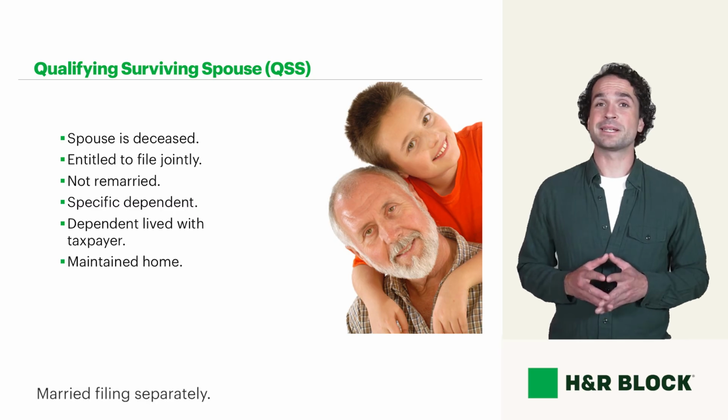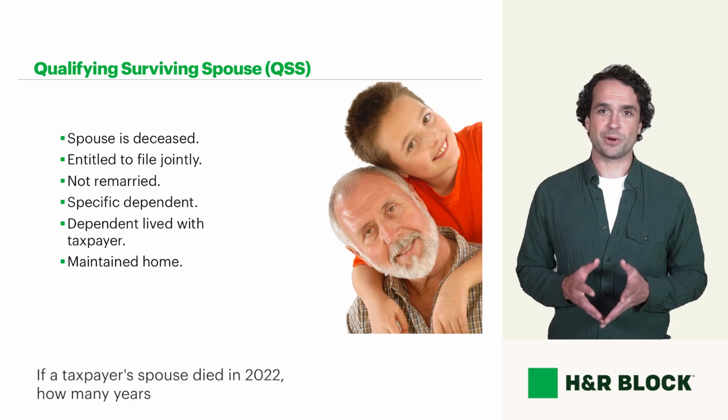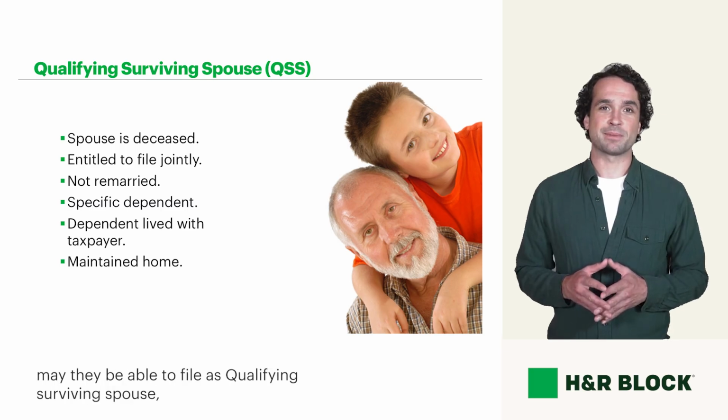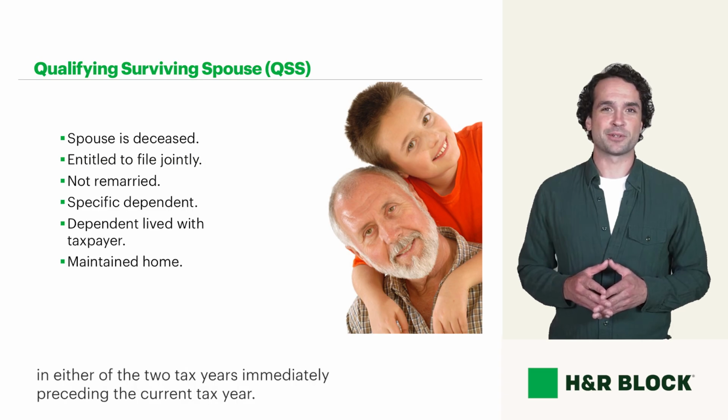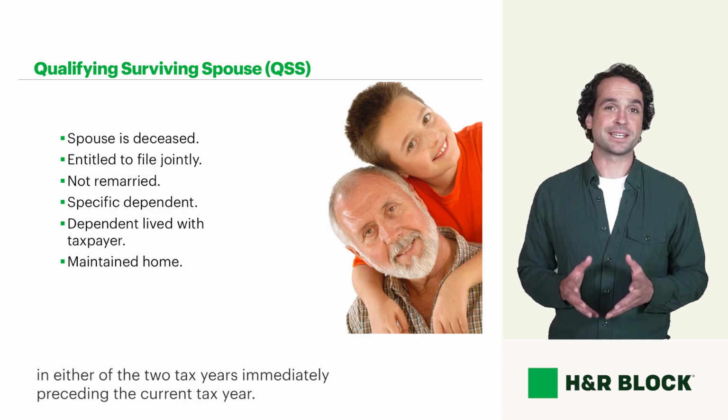Married filing separately. If a taxpayer's spouse died in 2022, how many years may they be able to file as qualifying surviving spouse, assuming all requirements are met? Two. 2023 and 2024. The taxpayer's spouse died in either of the two tax years immediately preceding the current tax year.